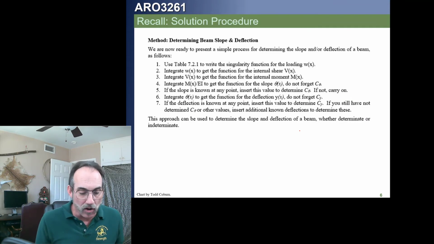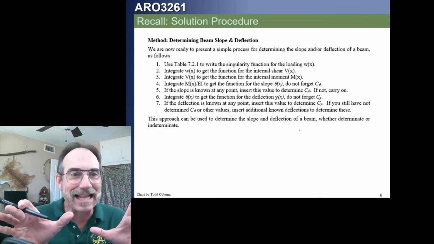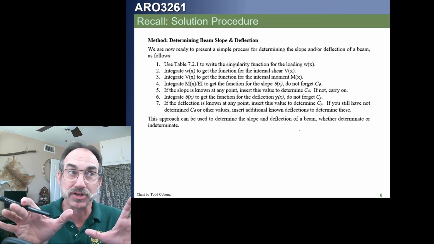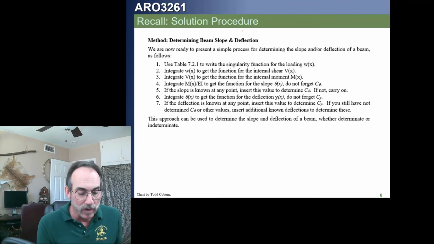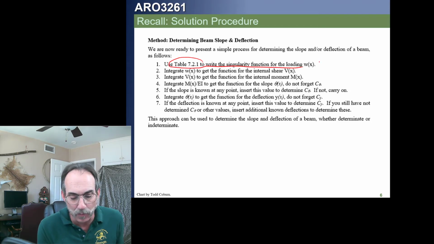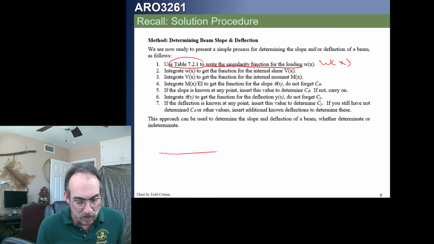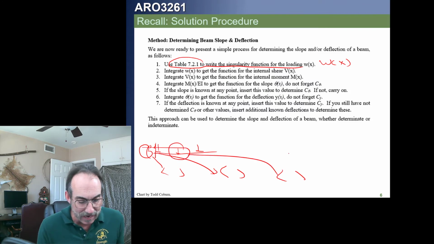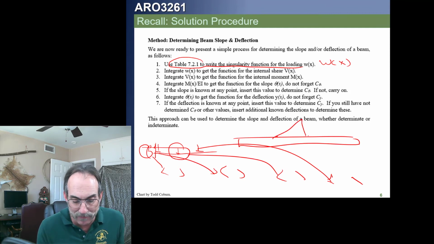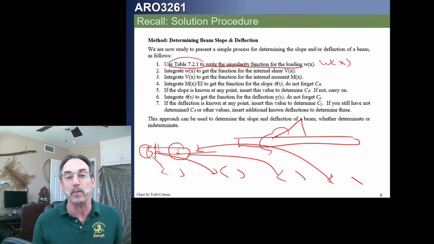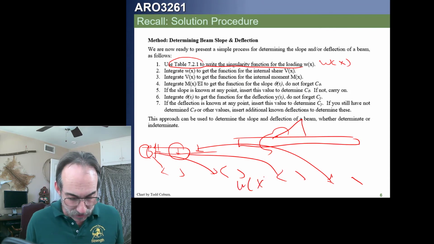So one more recollection is when we're analyzing for slopes and deflections, we can follow this little procedure from our handbook. We're going to use table 7.21. That's the table with the singularity functions for W of x. We're going to basically look at our beam, including reactions, for everything we see on the beam. This will have a term, and this will have a term, and this will have a term, and this will have a term. Anything we find on that beam, no matter what we find, every single loading will have at least one term in our loading function.